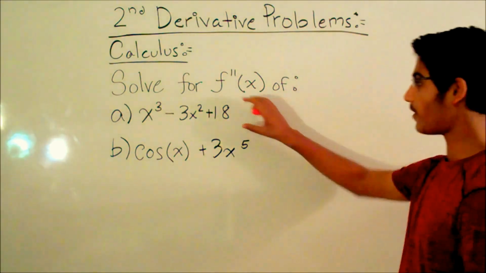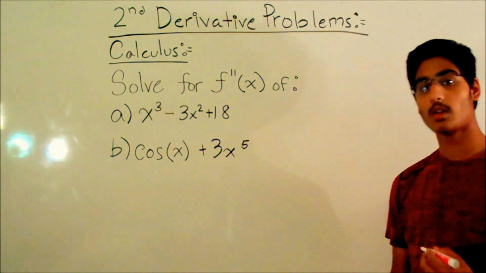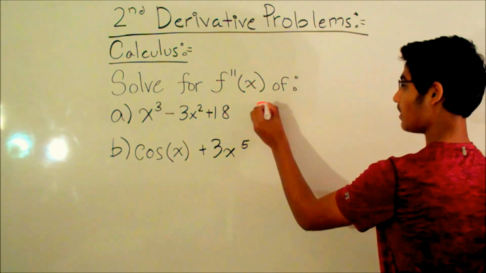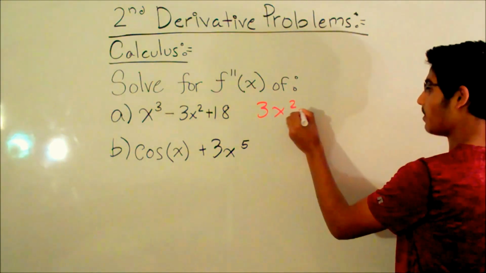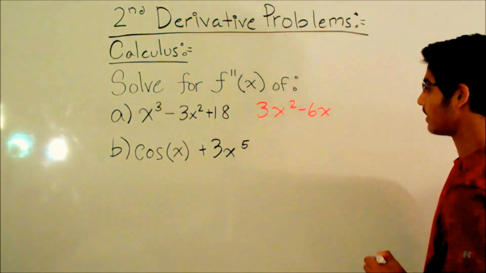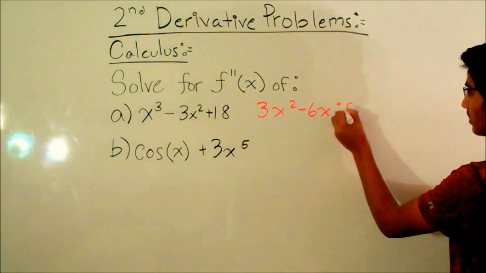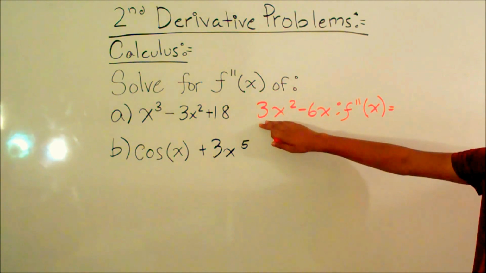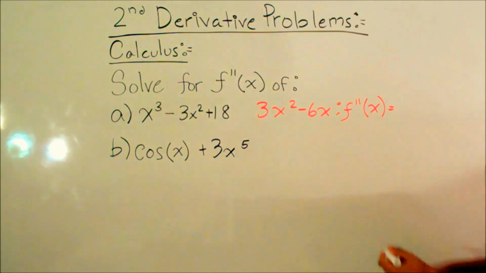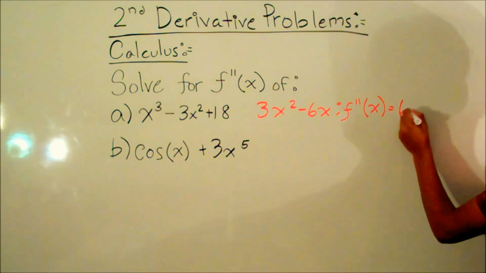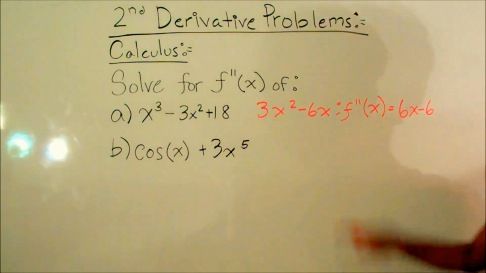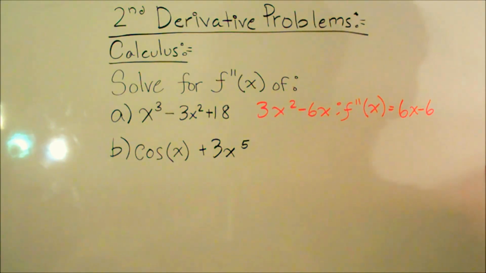In problem A we're given a function. To find the second derivative, we first have to find the first derivative. The first derivative of this would be 3x squared minus 6x. That means that the second derivative, or f double prime of x, is equal to the derivative of 3x squared minus 6x, which is 6x minus 6. So the answer to problem A is f double prime of x is equal to 6x minus 6.